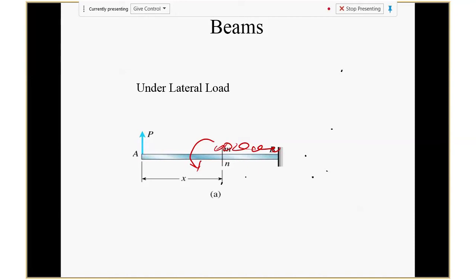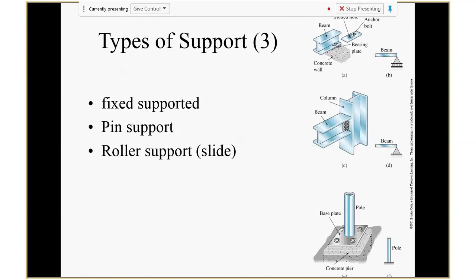So we're going to talk about three things. The first is that there are three types of support you can have at the end of a beam. How are you going to support a beam, fix a beam? You can fix it to a wall. That's one way, as I show here. This one we call a fixed end.